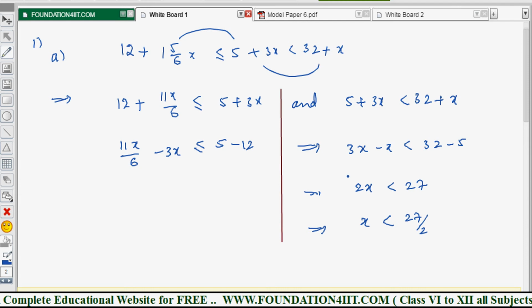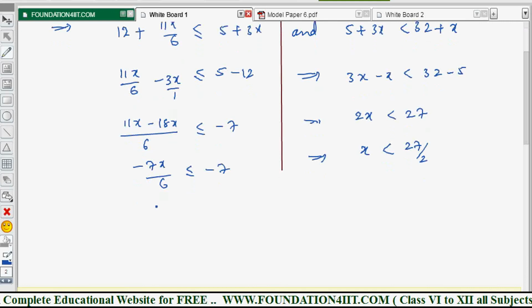Similarly, we'll solve the first one. Take the LCM on the left side, that is 6 and 1, so 6 is the LCM. So 11x minus 18x by 6 is less than or equal to 5 minus 12, that is minus 7. So minus 7x by 6 is less than or equal to minus 7. Then cancel the minus 7 and minus.